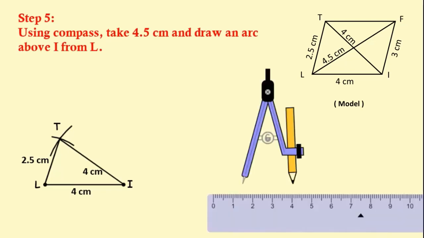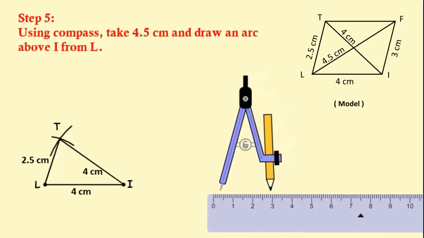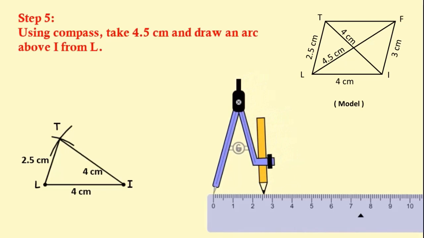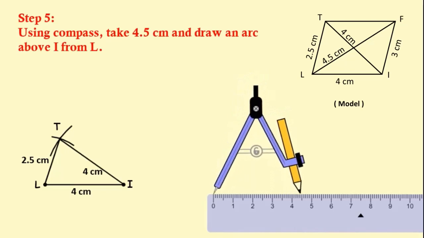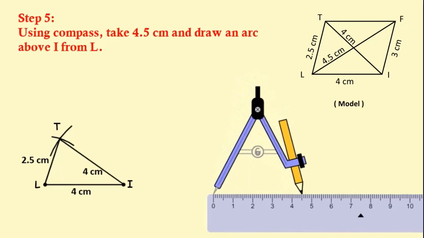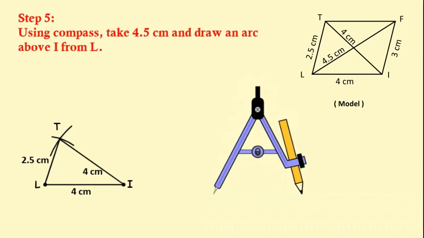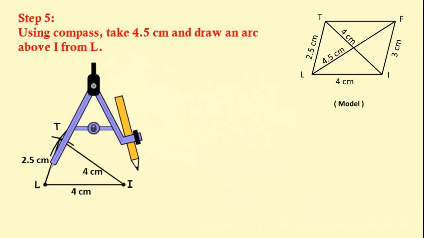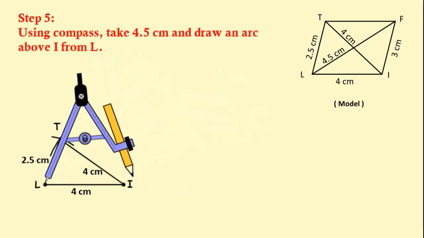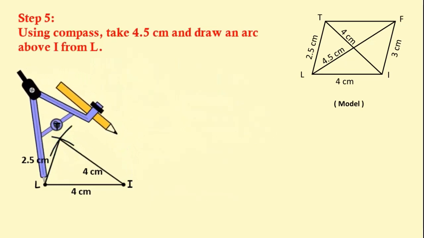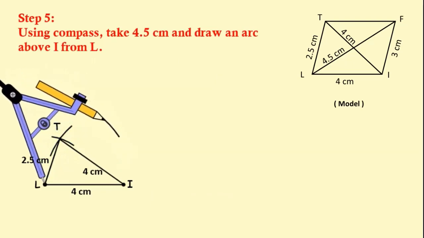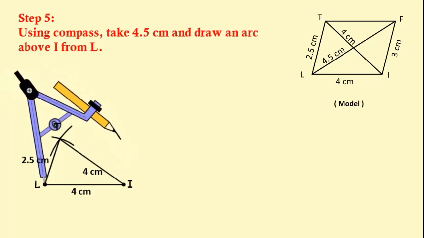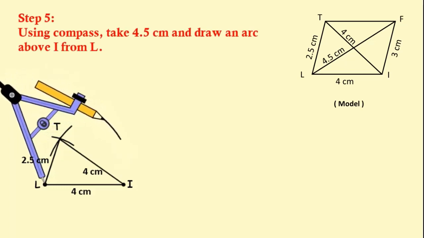In the fifth step, using compass, we take 4.5 centimeter length by placing compass tip at the 0 mark on the scale, and by placing pencil tip at the mark 4.5 on the scale. As the length that we have taken using the compass is 4.5 centimeter, which is the length of diagonal LF, and that diagonal starts from L, we need to place the compass tip at the point L, and above the point I, we need to draw an arc of radius 4.5 centimeter.